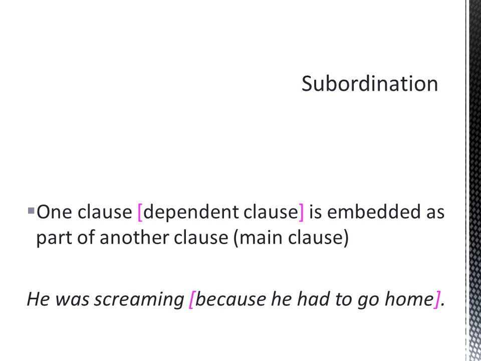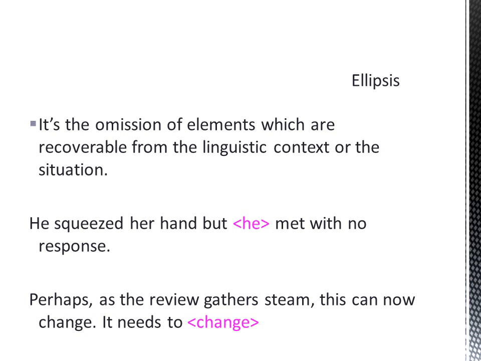He was screaming because he had to go home. He was screaming is our main sentence, but then you've got that subordinate clause or dependent clause, because he had to go home. And then the third part of clausal material that we're going to look at this week is ellipsis.